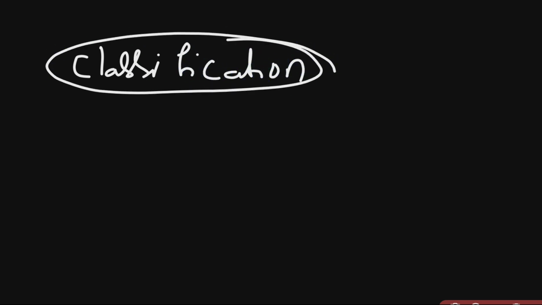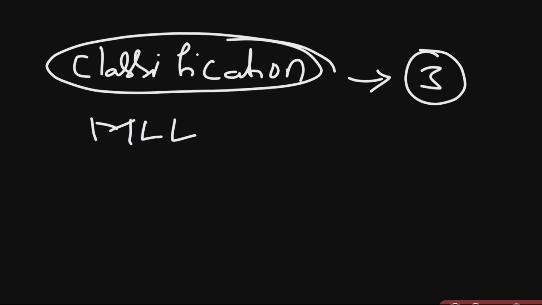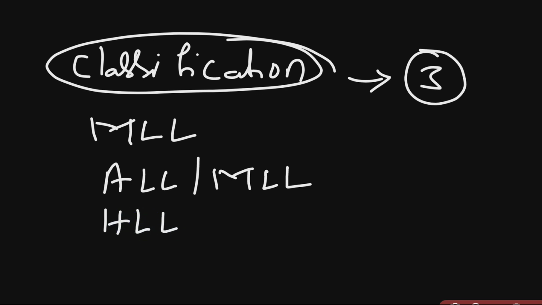And the third concept is classification, or what are the main categories of the programming languages. So there are three categories or classifications of programming languages. One is machine level language. Second one is assembly level language, it is also called as middle level language. And the last one is high level language. These are the broad categories or classifications of programming languages.